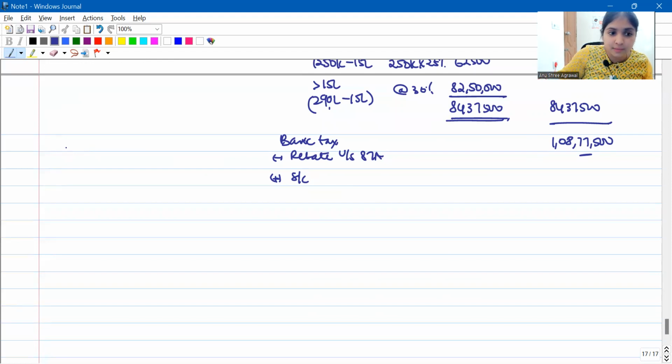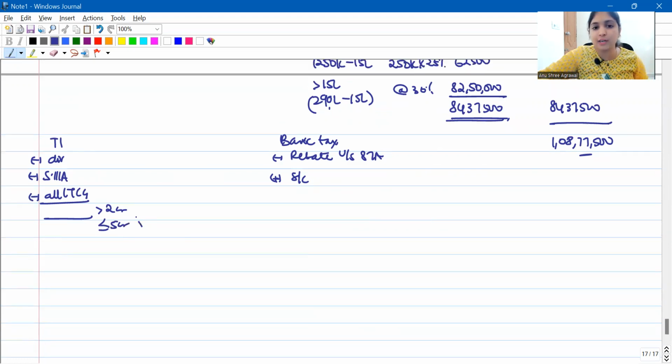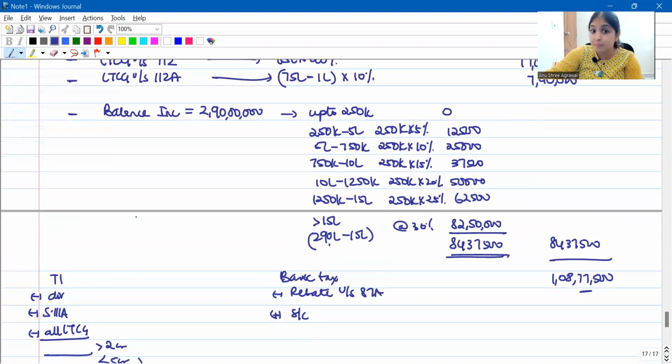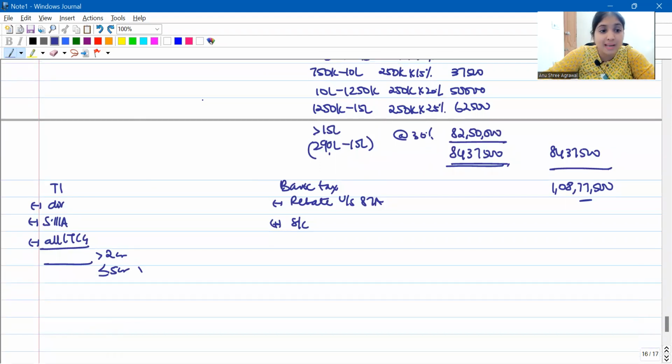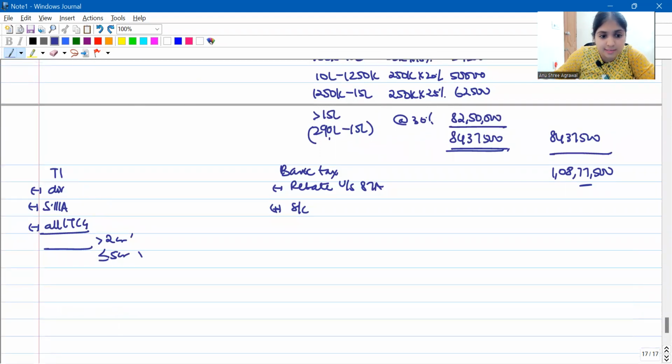See, this question falls under the situation where total income minus dividend income minus 111A FTCG minus all LTCG, the balance is more than 2 crore up to 5 crore. Don't you think it falls under this bucket? Because the balance income was 2 crore 90 lakhs. The balance income after excluding these incomes is more than 2 crore up to 5 crore. It is 2 crore 90 lakhs. So in this bucket, what do we do?